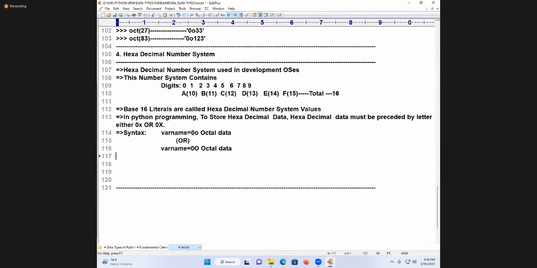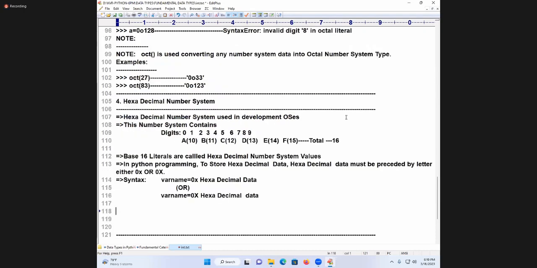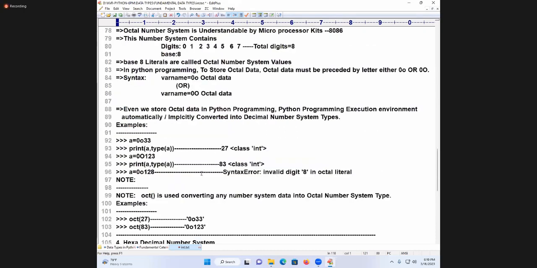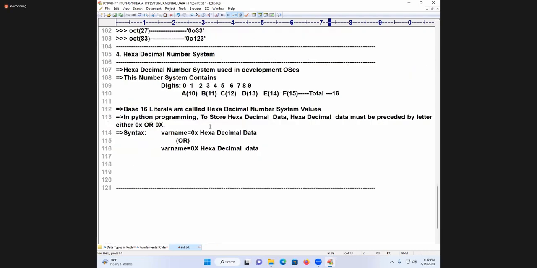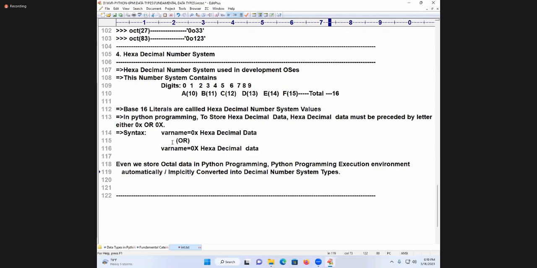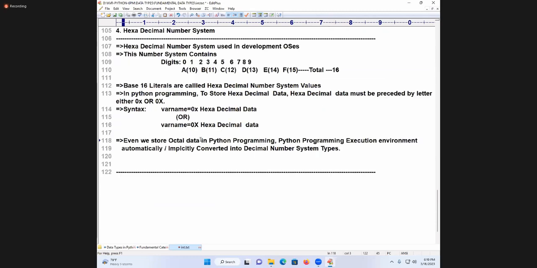What is the syntax here? Variable name is equal to 0x hexadecimal data, or 0X hexadecimal data. Now, I'll come to that. Even if we represent octal data in Python programming, it is internally taken as what? Decimal. Even in this place also same. Even if we represent hexadecimal data in Python programming, they are treated as what?